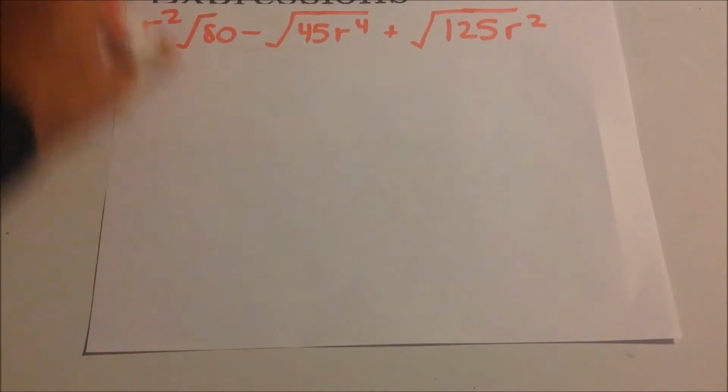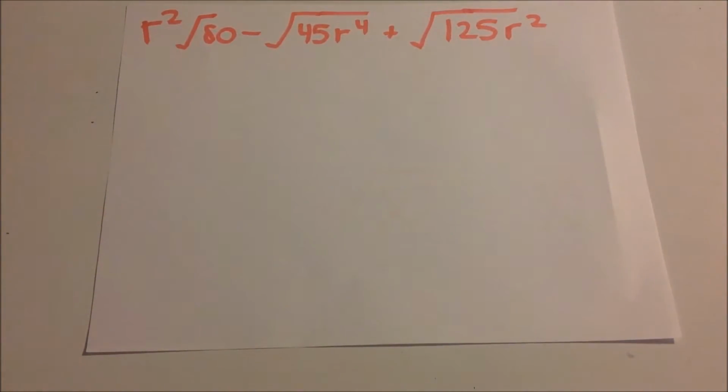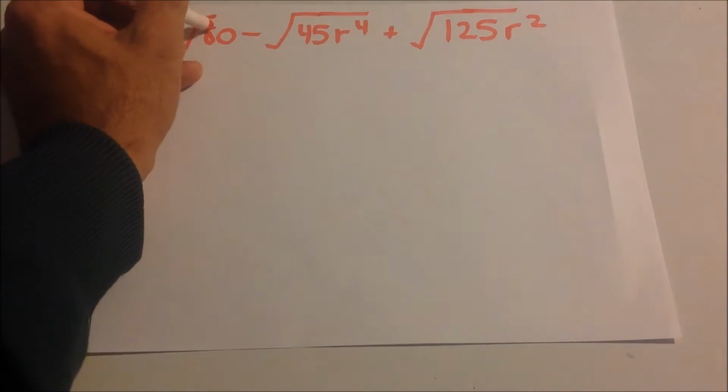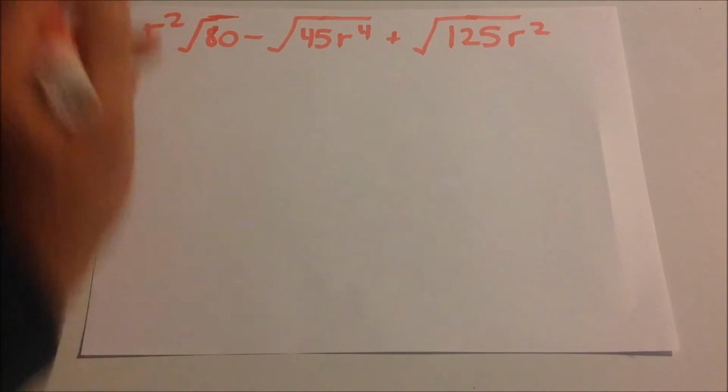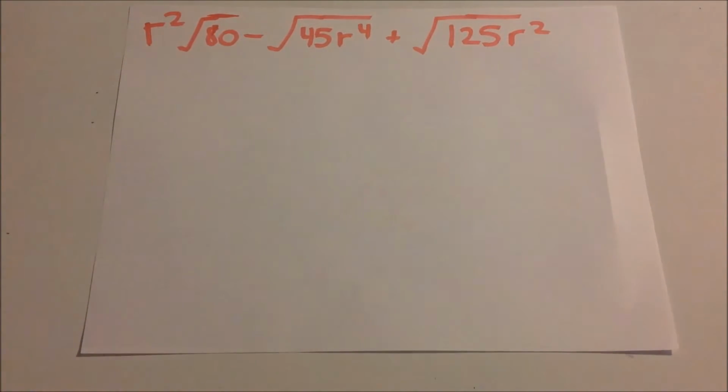Let's look at one. Bring that over. Fix that 80. So we have an r squared outside, and we have an 80 here. First thing we should look at is if we can make any perfect squares anywhere. So what do we have? Remember from the last video. With 80, we can do 16 and 5, because 16 times 5 is 80, right?